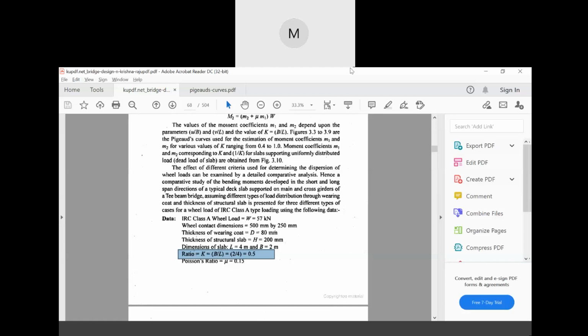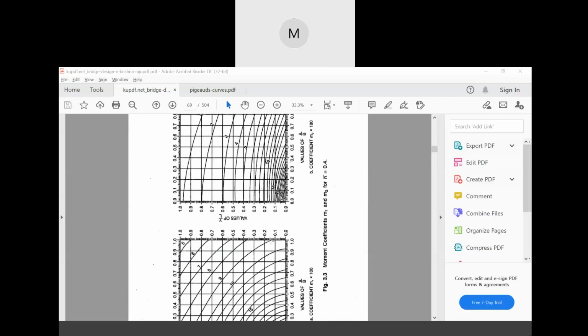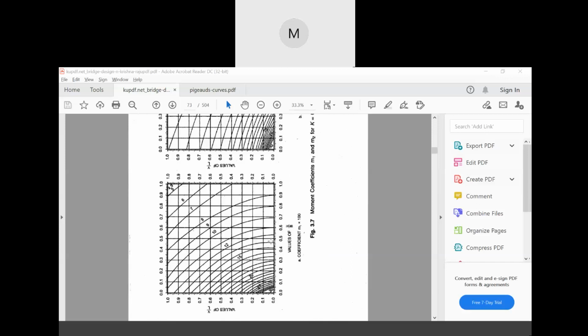Yes? Is it okay? Is it clear, all of you? How did you get the B by L ratio? Okay. So now this B by L ratio gives you 0.5. Now always remember the Poisson's ratio will be 0.15. If it is not given, you can assume it to be 0.15. Now we have the Pigeaud's curve.